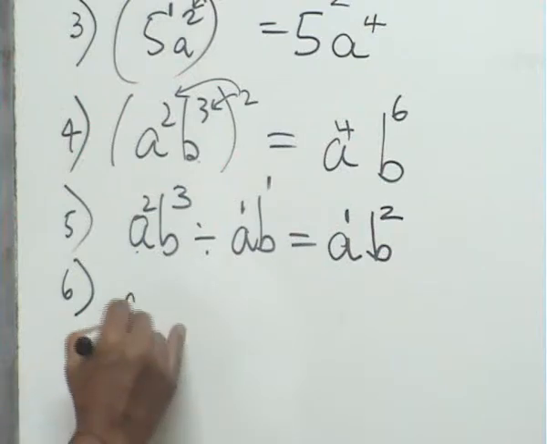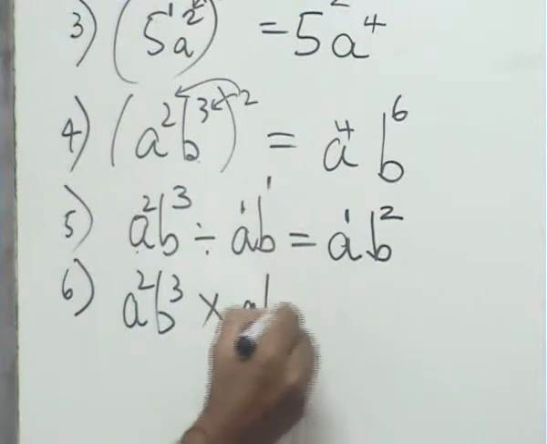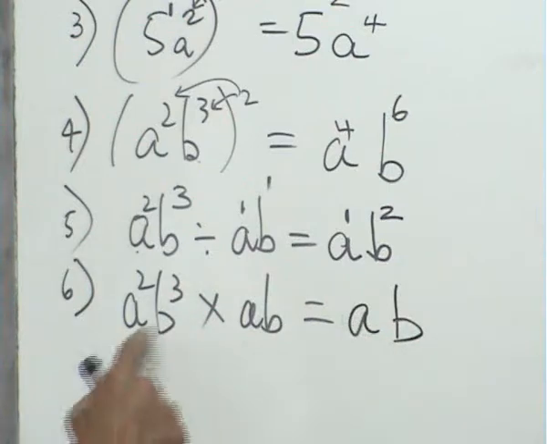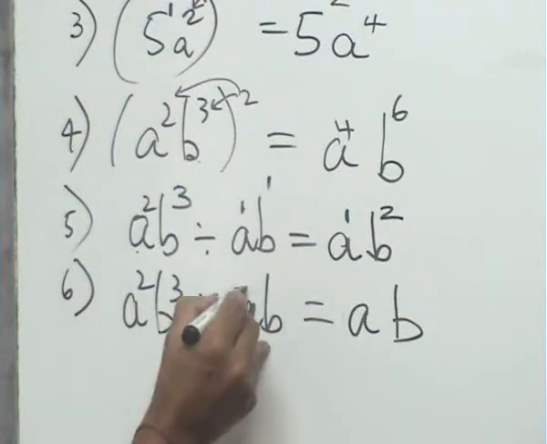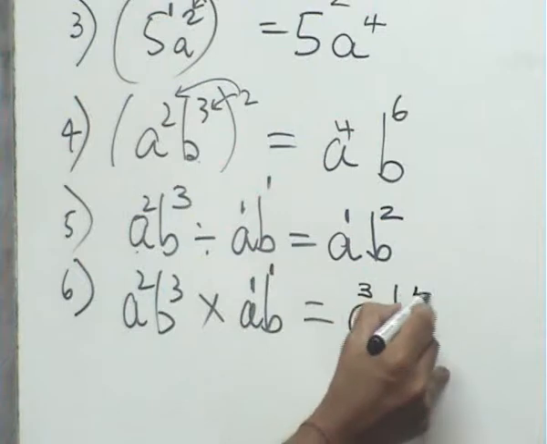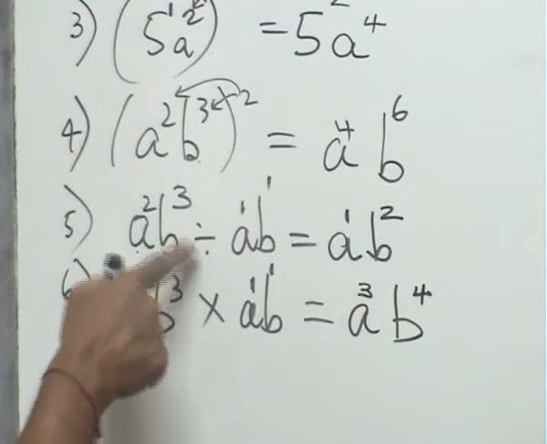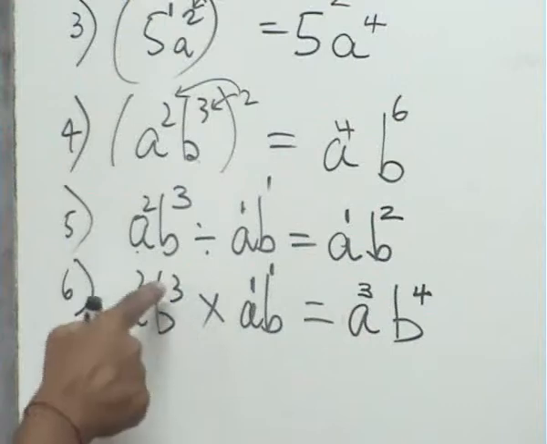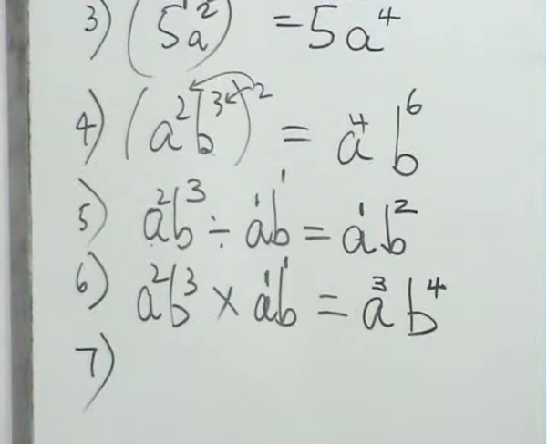Number 6, a squared b cubed times ab. Now I have to use the multiplication law. Write down the common base a, write down the common base b once. Now 2 plus this 1 gives me 3, 3 plus this 1 gives me 4. See, these two examples look the same, but this one is dividing, so you use the division law, you subtract. This one is multiplication, so you have to add the indices. So you must have good eyes for maths.